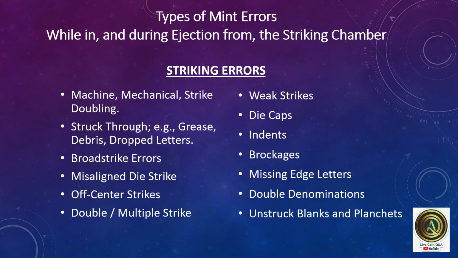Errors happening while in or during ejection from the striking chamber. This would be called striking errors. Such things are machine, mechanical, or strike doubling, struck through grease, debris, or through dropped letters, broad strikes, misaligned die strike, off-center strikes, double or multiple strike, weak strikes, die caps, indents, brockages, missing edge letters, double denominations, unstruck blanks, and planchets.